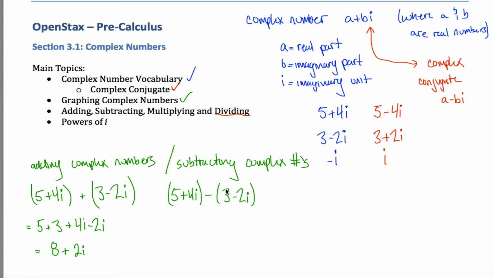But it'd be nice if we could just treat these numbers as though the i's were variables. If they were, I guess my first step would be to get rid of the parentheses by taking this negative 1 and distributing it through. That would give me negative 3 plus 2i. And then combining like terms. You can write the order differently if that helps, or you can just look at this and say 5 minus 3 is 2, and 4i plus 2i is 6i.